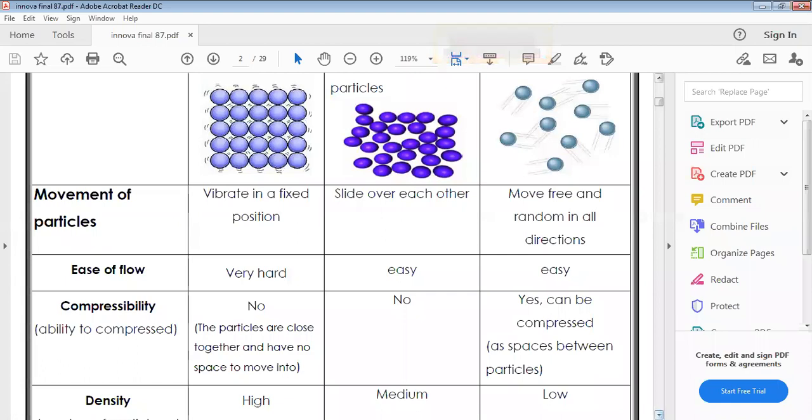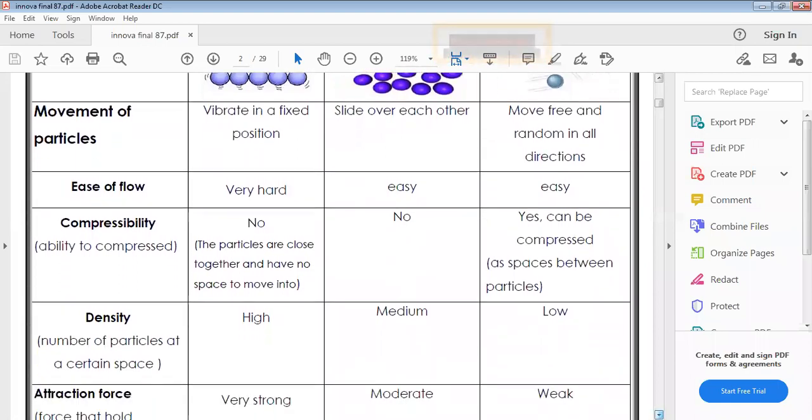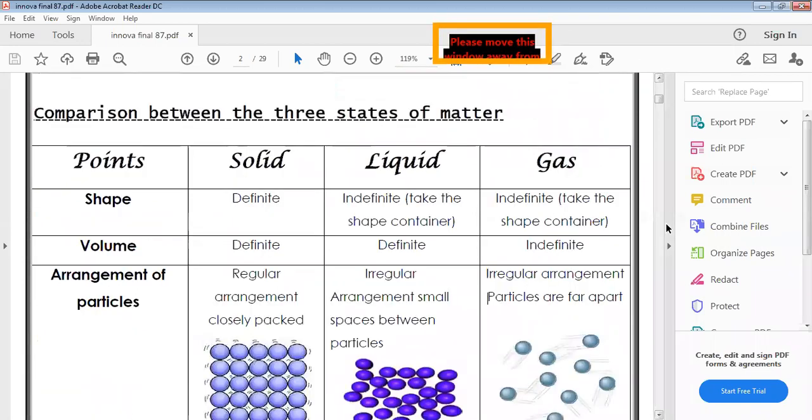What about the liquid? Do you have spaces between the particles? Yes. The particles can slide over each other. They have an irregular shape. Yes. So they can move a little bit freely. That's because the attraction force between the particles is moderate. It's not weak and it's not strong.